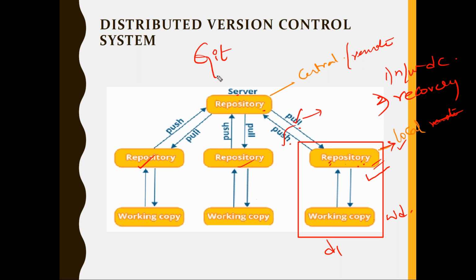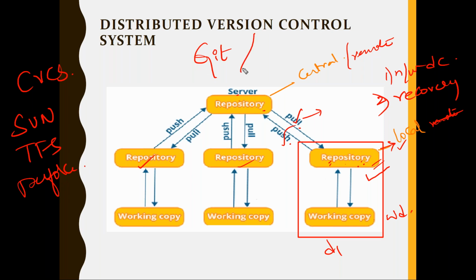It's a distributed architecture. And what are these centralized version control systems? SVN, TFS, Perforce come under centralized version control systems. Git, Mercurial, Fossil come under this distributed architecture.